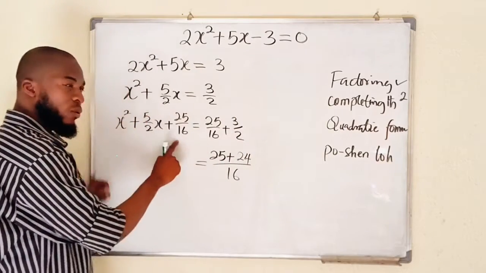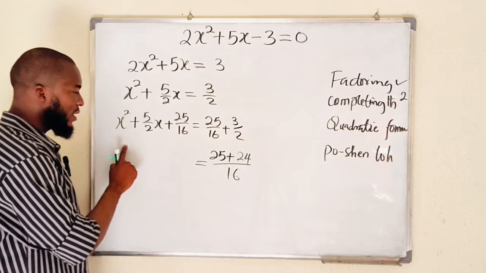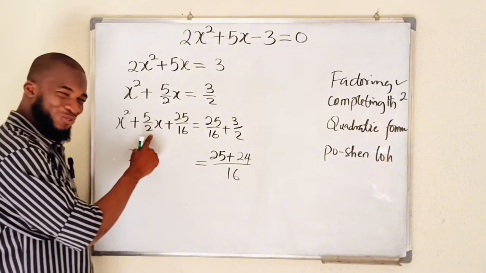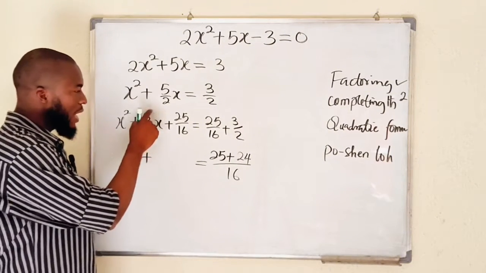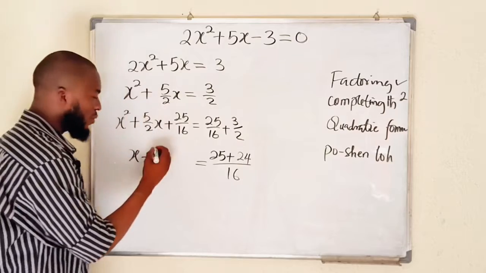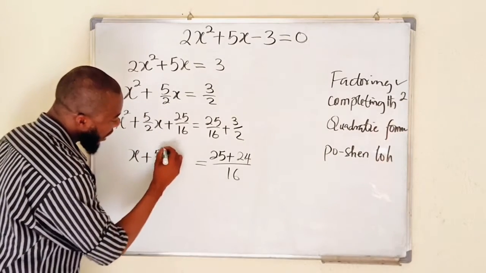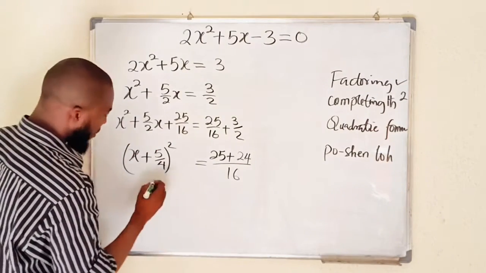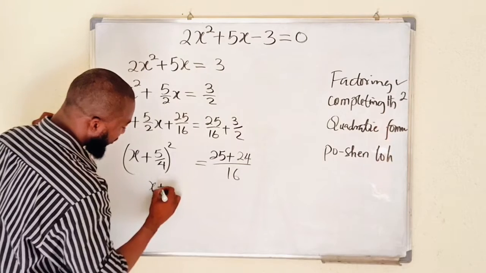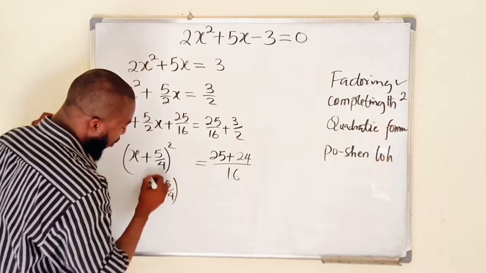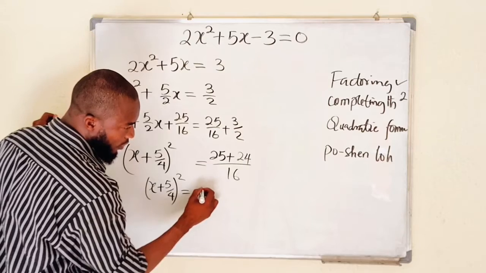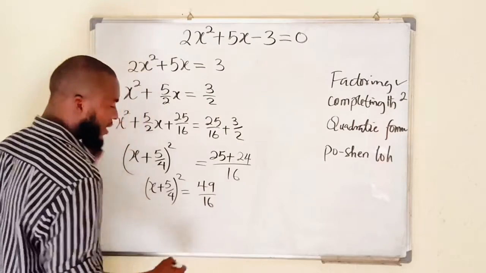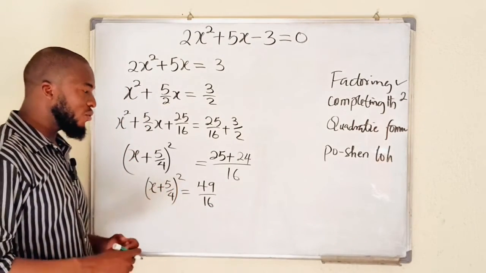Then this is a perfect squared quadratic expression, and how do we factorize it? We take x plus half the coefficient of x, half of 5 over 2 will be 5 over 4. So we have 5 over 4 here, whole squared. This and this mean the same thing. All right, so we have x plus 5 over 4 whole squared equal to 49 over 16, right?